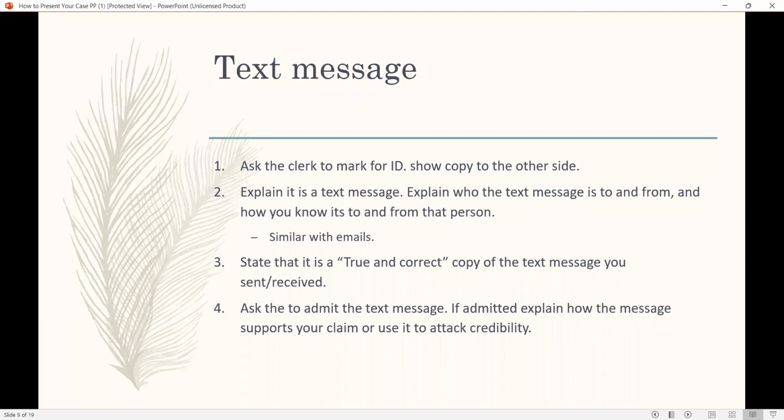So if this text message is from someone who's not there in court to either admit or deny the truth of that statement, it may be excluded from evidence under the rule of hearsay. And then, of course, finally, ask the judge to admit the text message. If it is admitted, explain to the court how the text message supports your claim, or you can always use it to attack credibility or support just some fact of your case, of course.